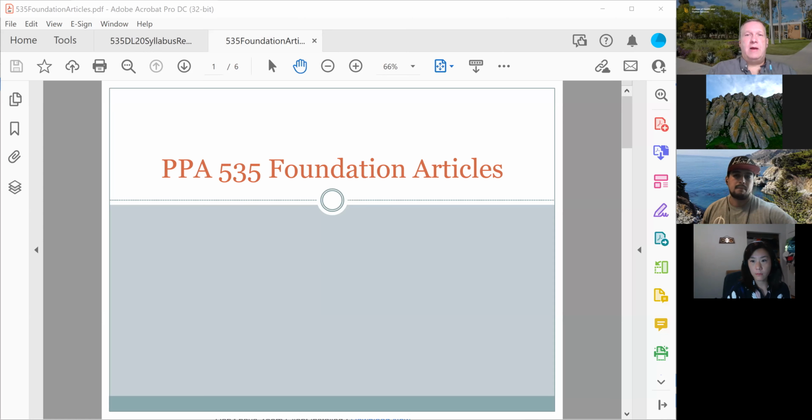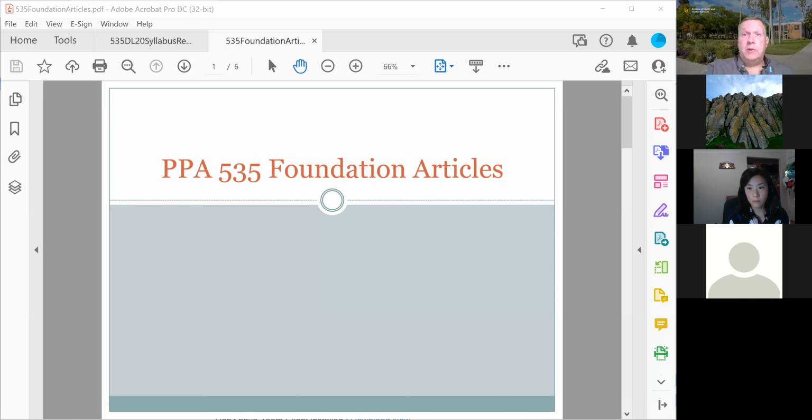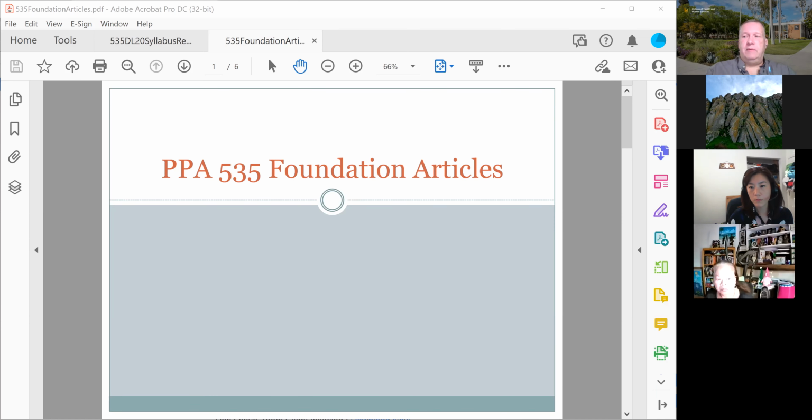I'll do a couple of housekeeping items first, and then we'll get into our material for the evening, which is primarily to wrap up our discussion of the constitutional background and foundations of American federalism and intergovernmental relations.